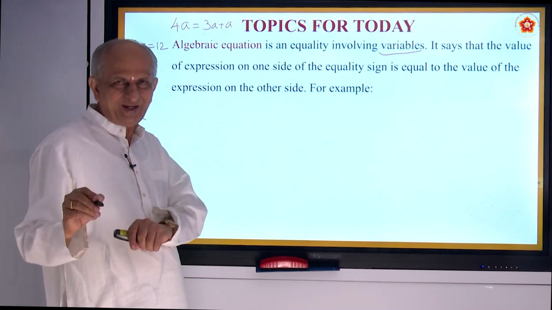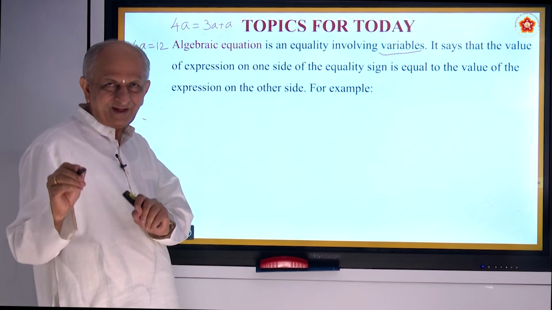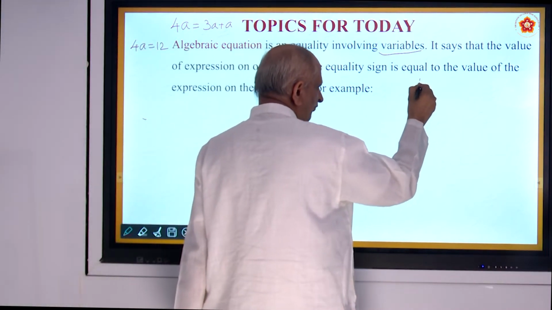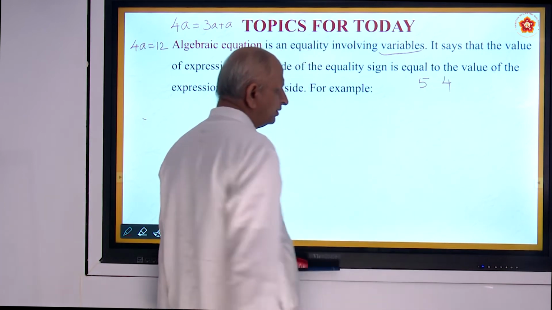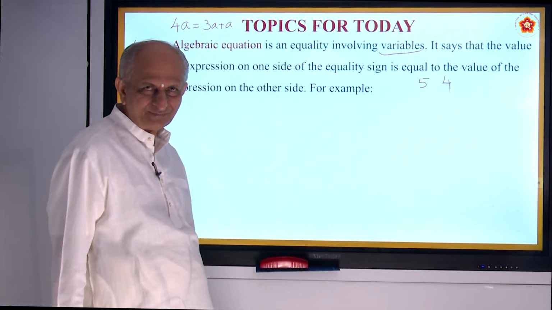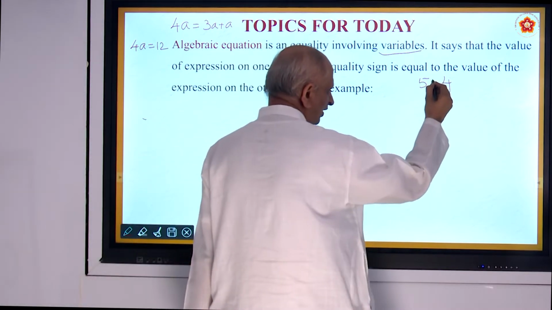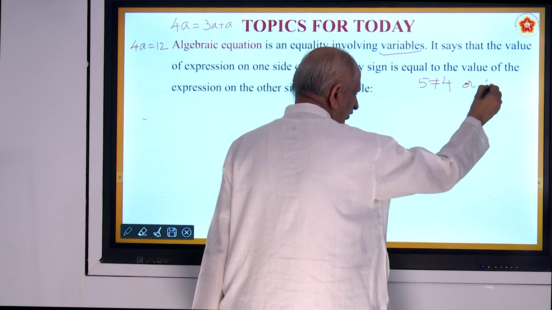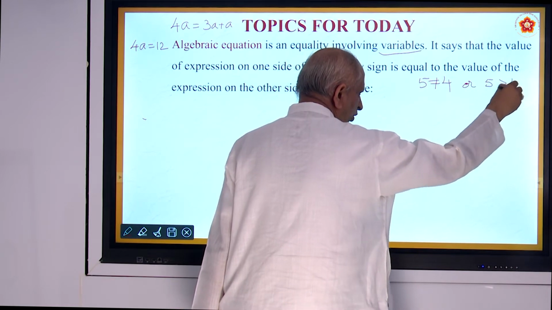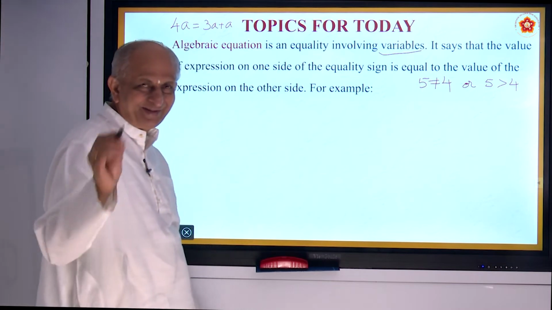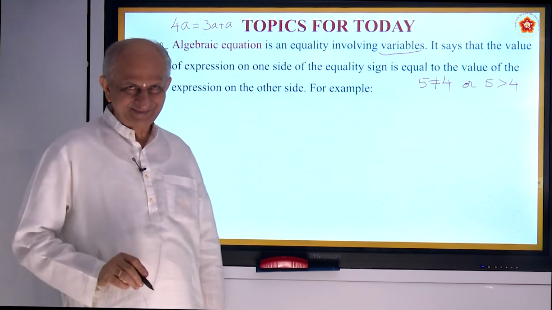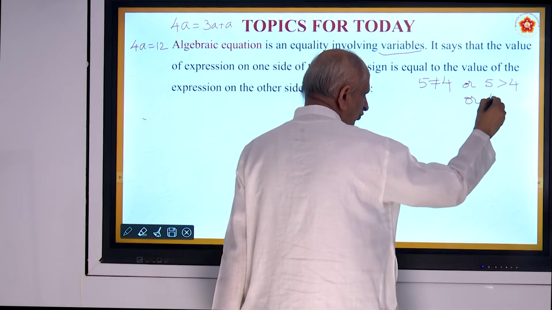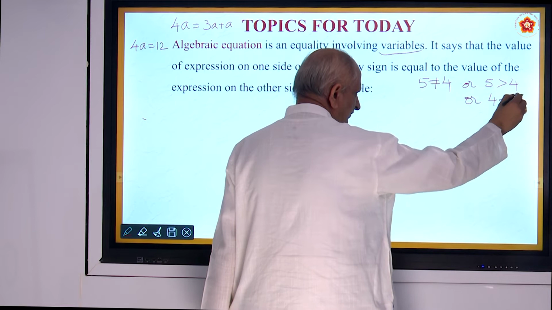Suppose they are not equal, what do you call it? We call it inequalities. For example, if you want to write 5 and 4, what symbol do you use there? First you can write 5 is not equal to 4, that is one symbol. Or you can also write 5 is more than 4, then it is not an equation, that is an inequality. Or also you can write it as 4 is less than 5.